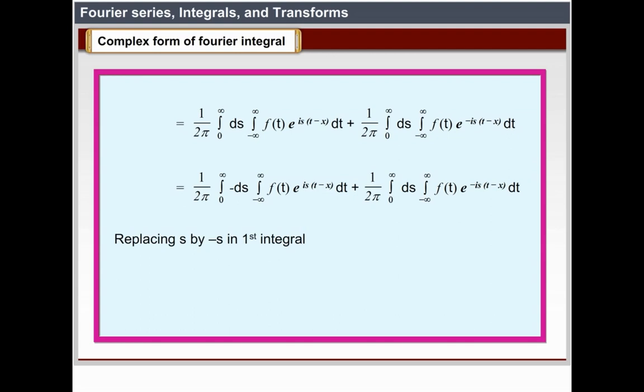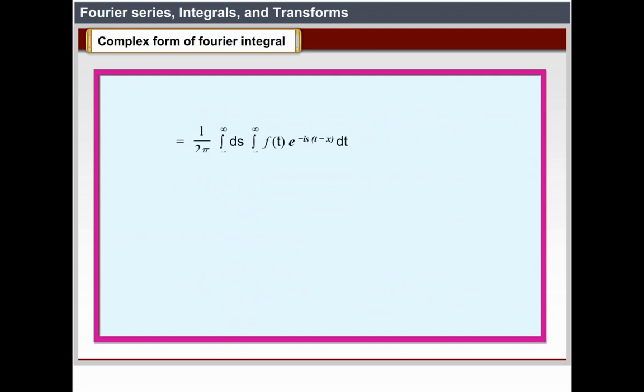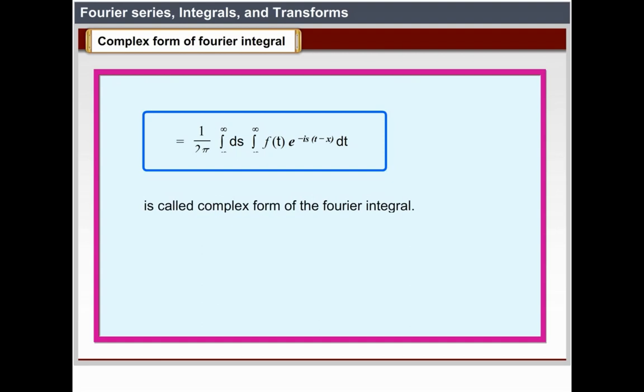Replacing s by −s in the first integral, we get 1/2π ∫ from −∞ to 0 ds ∫ from −∞ to +∞ f(t) e^(−is(t−x)) dt + 1/2π ∫ from 0 to ∞ ds ∫ from −∞ to +∞ f(t) e^(−is(t−x)) dt = 1/2π ∫ from −∞ to +∞ ds ∫ from −∞ to +∞ f(t) e^(−is(t−x)) dt. This is called the complex form of the Fourier integral.